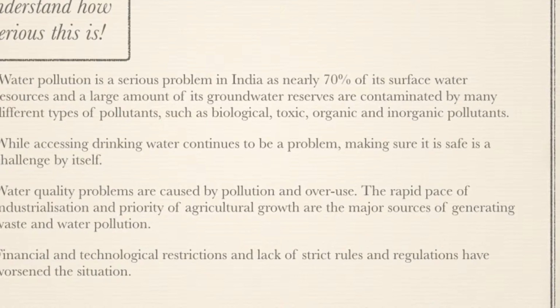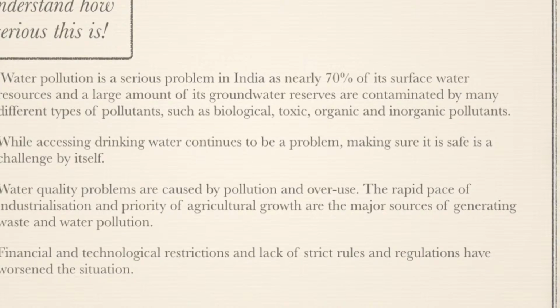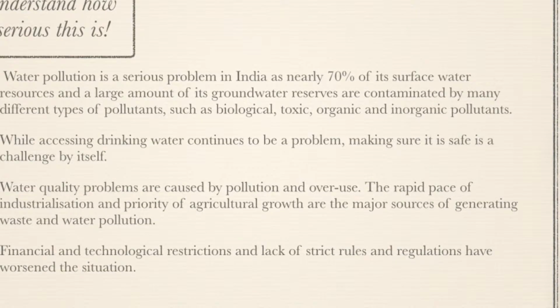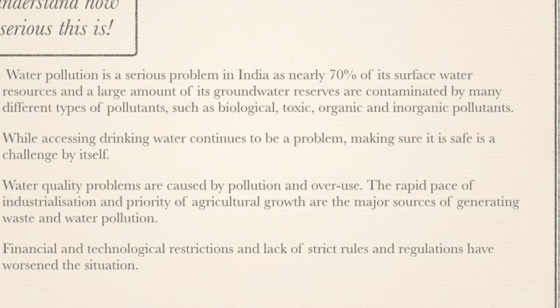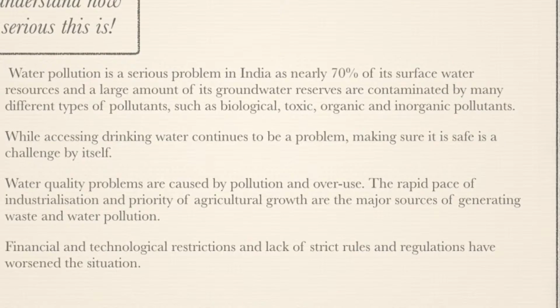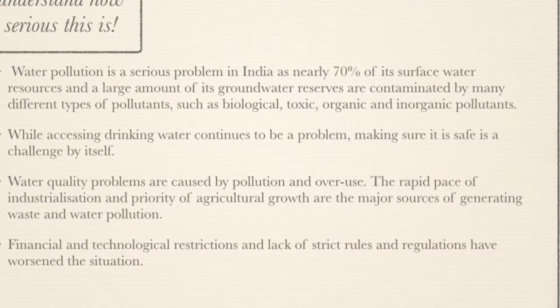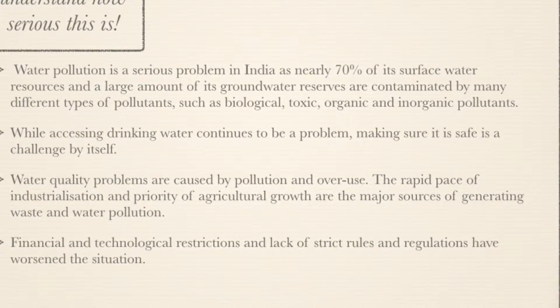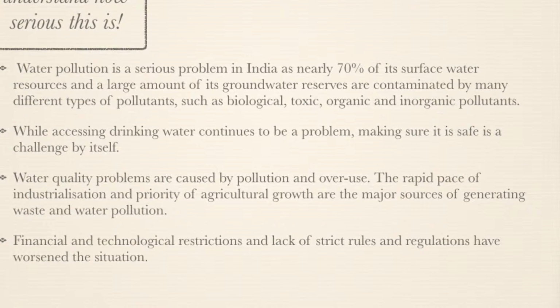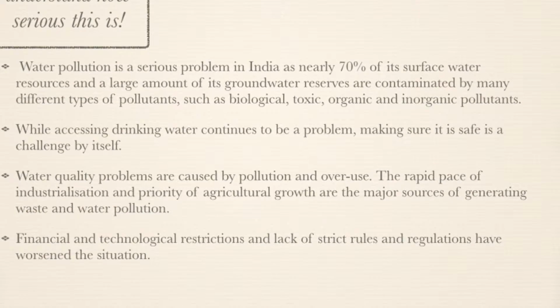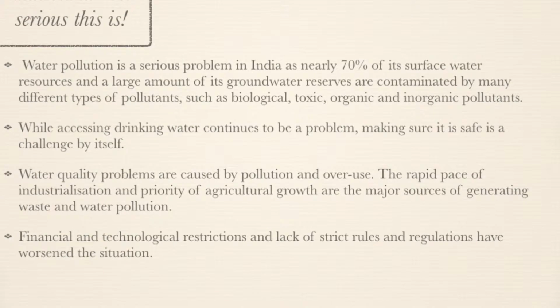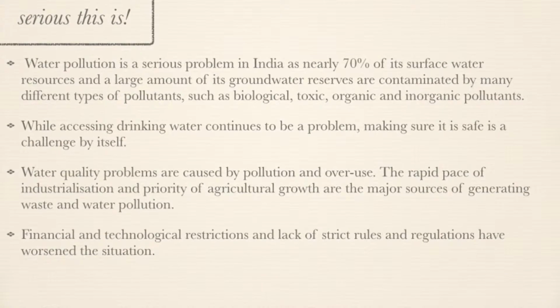Water pollution is a serious problem in India, as nearly 70% of its surface water resources and a large amount of its groundwater reserves are contaminated by many different types of pollutants, such as biological, toxic, organic and inorganic pollutants. While accessing drinking water continues to be a problem, making sure it is safe is a challenge by itself.